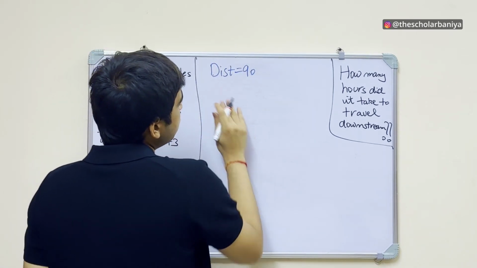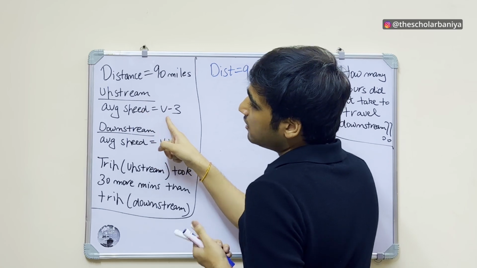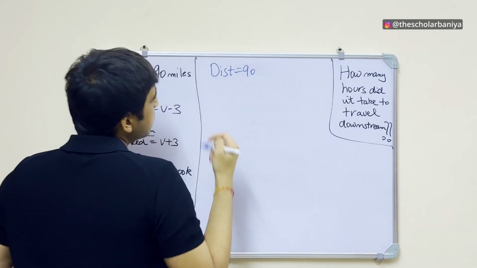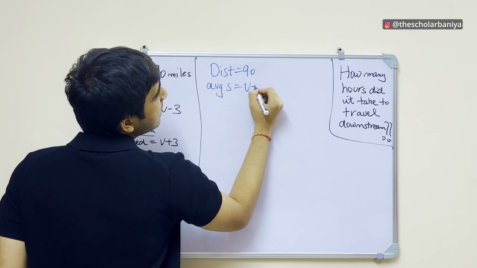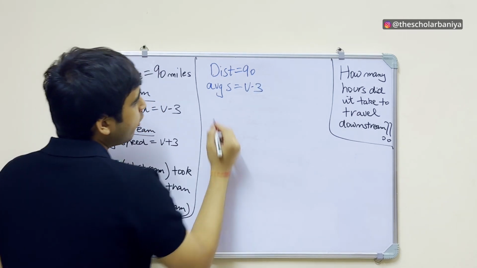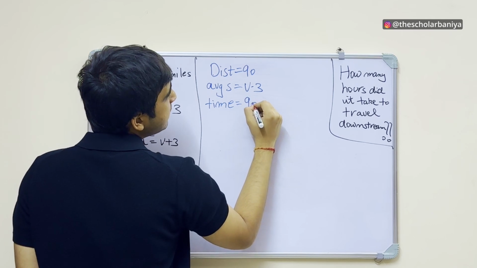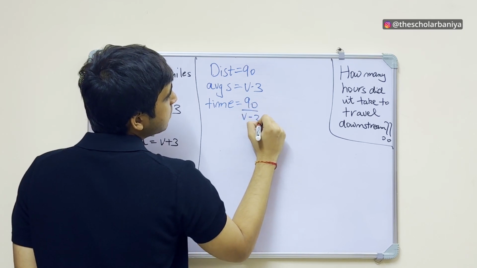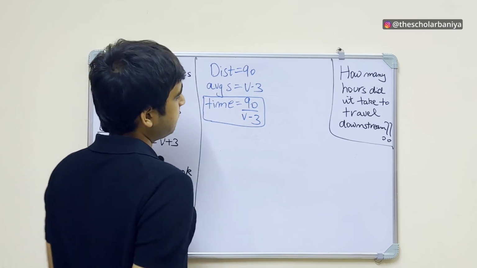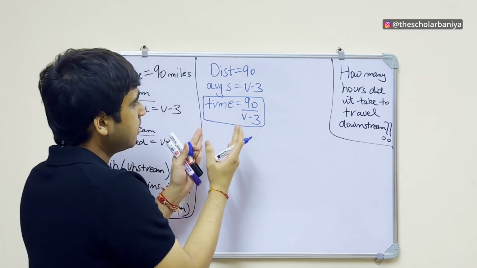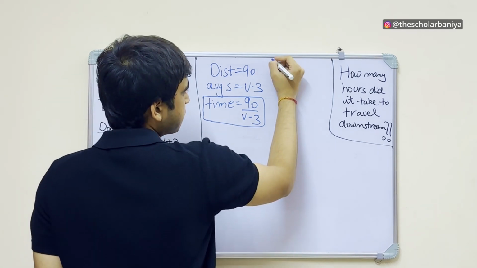Okay, so now the distance is 90, right? And for the upstream the average speed is v minus 3. So what will be the time? The time taken will be 90 upon v minus 3. I hope this should be absolutely clear. So the time taken during upstream will be 90 upon v minus 3.